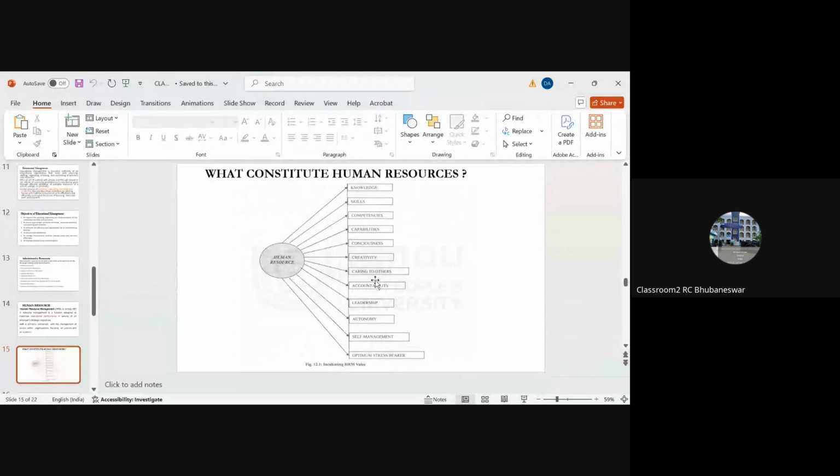Consciousness, our awareness, our involvement, creativity, how to create new things, how to create innovative ideas, caring to others. Caring to others is very important. Accountability, not only responsibility, accountability. I am accountable for my duty. Leadership quality, autonomy, self-management, optimum stress bearer. You have to bear the stress at the optimum level. So all these characteristics constitute human resource.